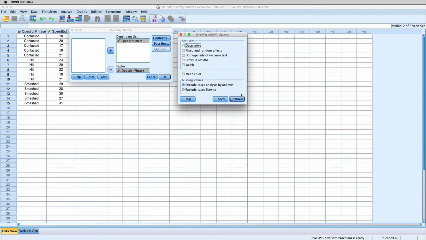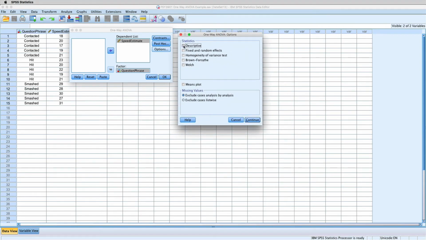We also have other options in which we can specify. So here in the options menu button, we can see a few things. The first one allows us to get descriptive statistics comparing the mean for each of our groups, as well as standard deviation and standard error. We'll skip fixed and random effects for now, but we do want to also test to make sure we met the assumption of homogeneity of variance.